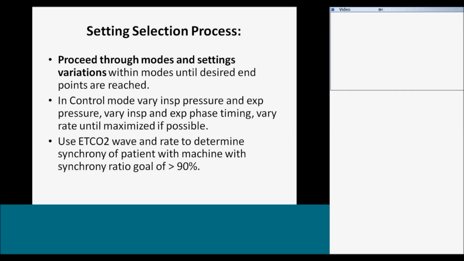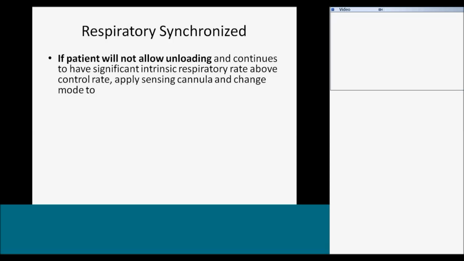But you want about 90% of the machine cycles to be reflected as patient breaths, at least. Now, respiratory synchronized is another mode that we may use. And in respiratory synchronized, we won't get complete unloading because the rate is based on patient effort. So they're still going to have to make some effort. However, some patients are just more comfortable on respiratory synchronized.